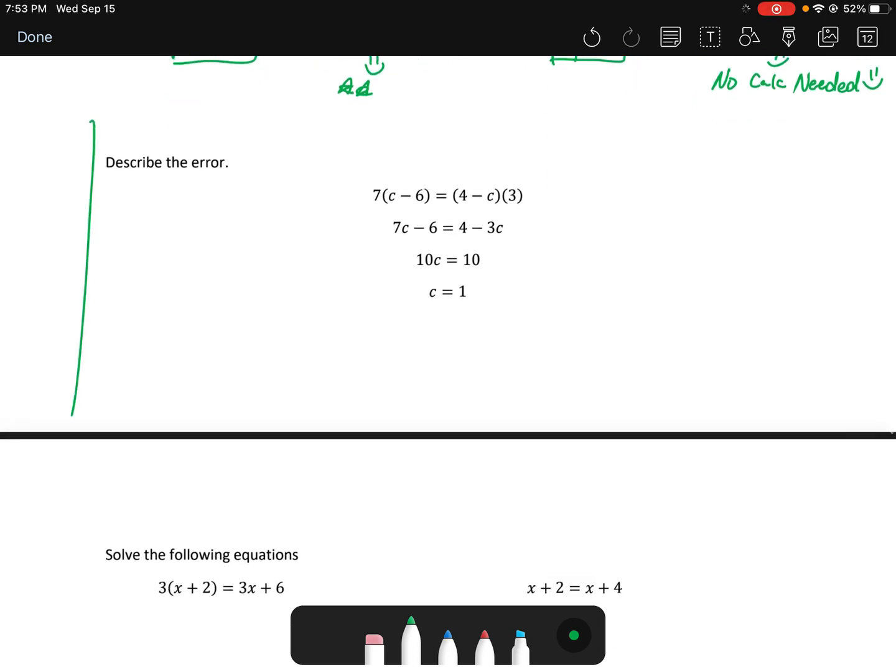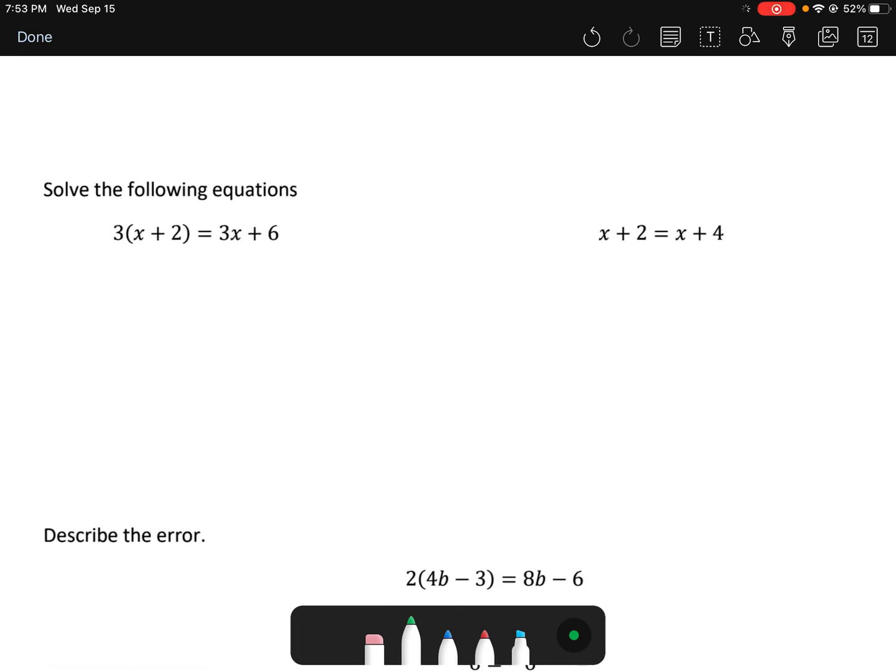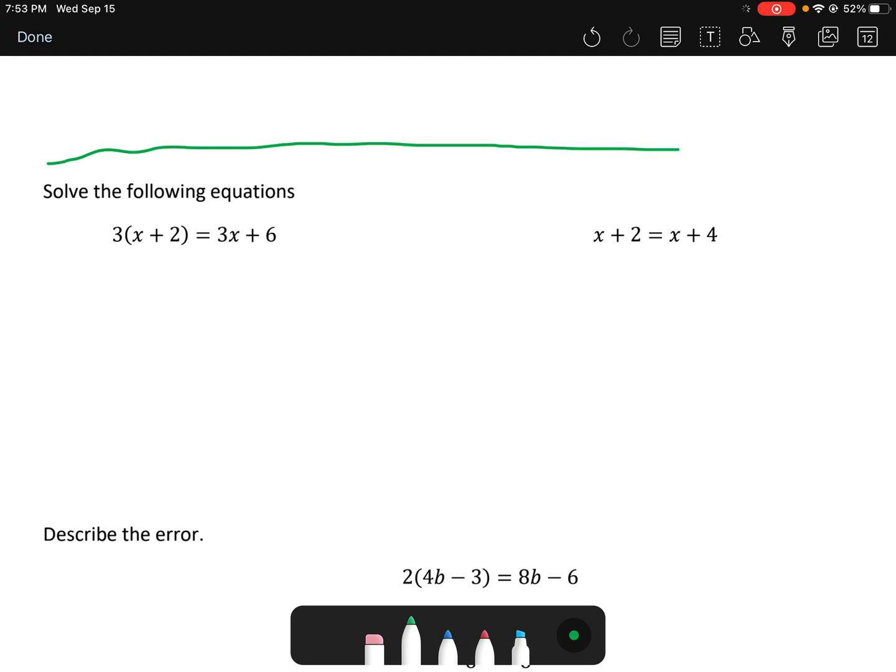Describe the error. Go ahead, you can do the error analysis on your own. I'm going to move down to these fellas. Pause the video, and I want you guys to try to solve these. Let's just see if you can get an answer. Go ahead and try and solve them.